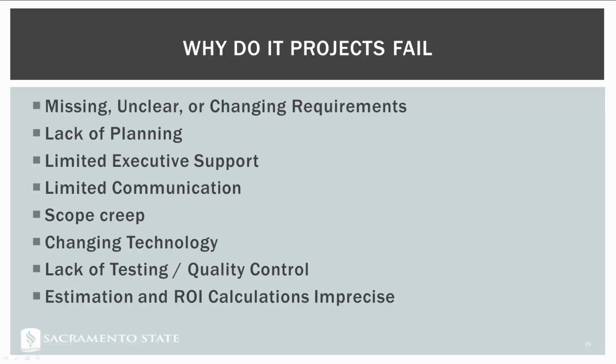Limited or problematic communication is next. And this is obvious. When we have poor communication, things go badly. Number five is a really interesting one. It's this concept of scope creep. So the scope of the project has to do with the requirements.